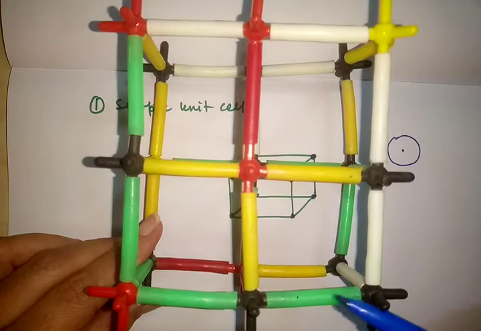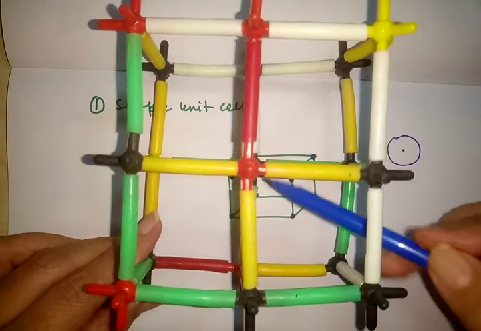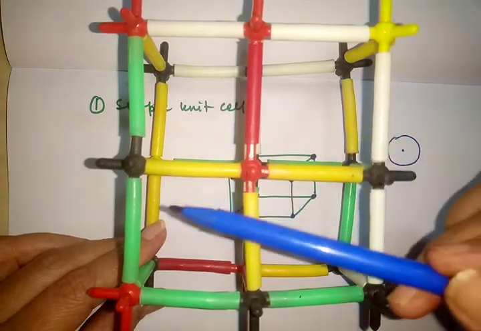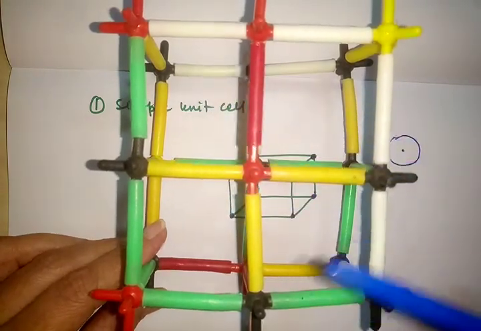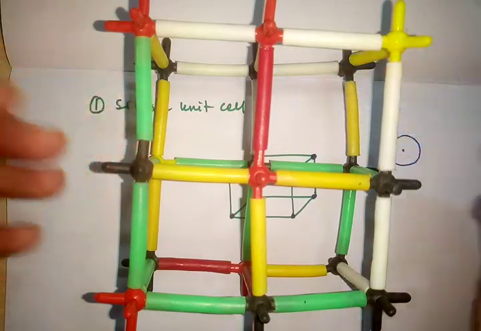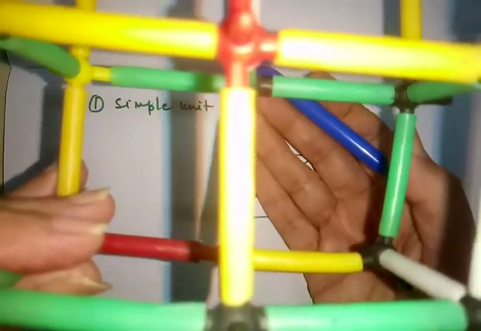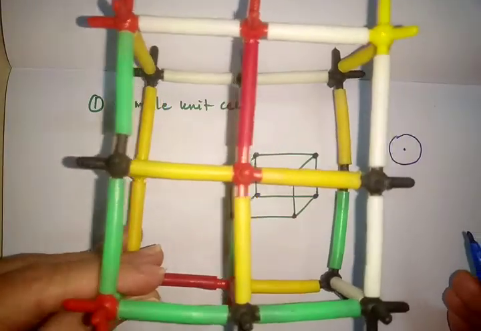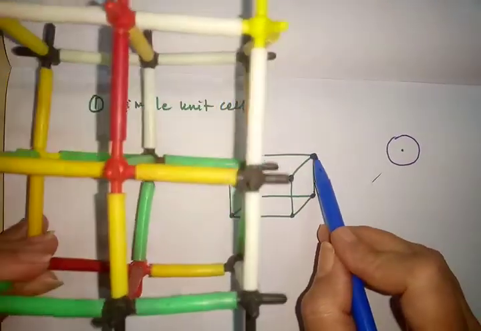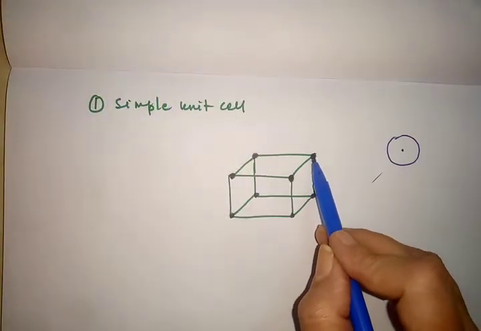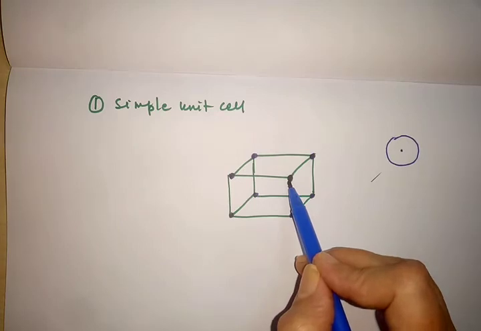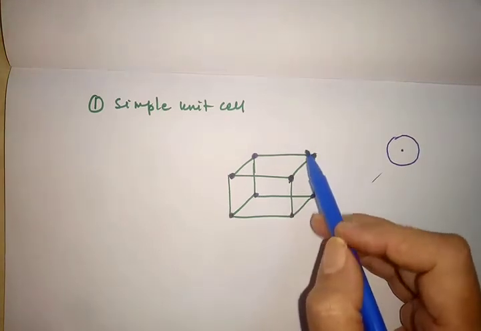1, 2, 3, 4, 5, 6, 7 and the 8. Now there are 1, 2, 3 and 4 unit cells joined together. You can join one more layer up here. You can join one more layer down over here. So we know that each sphere at this corner is shared by 8 other unit cells.